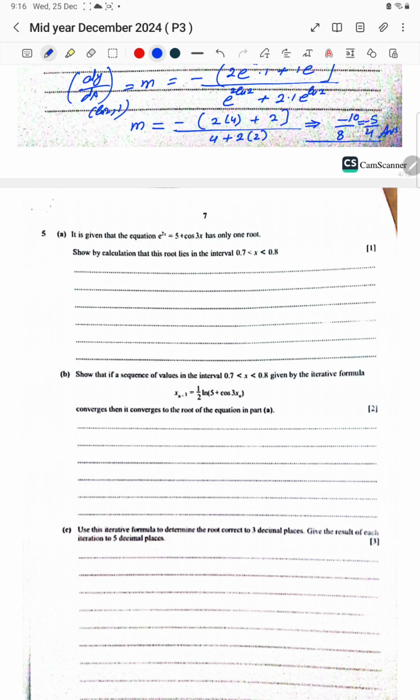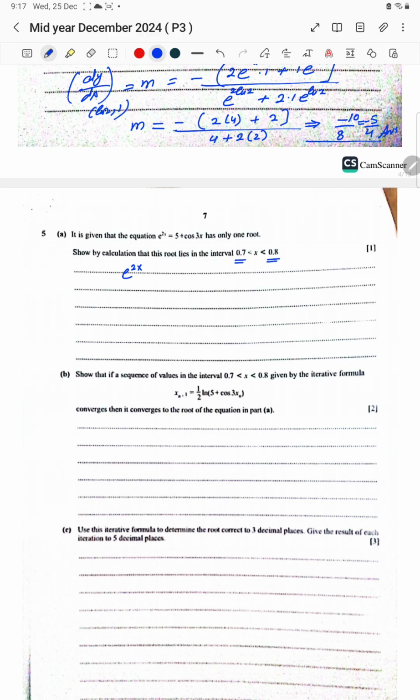Okay guys, this is question number 5. It is given that the equation e raised to power 2x equal to 5 plus cos 3x has only one root. Show by calculation that this root lies between 0.7 and 0.8.